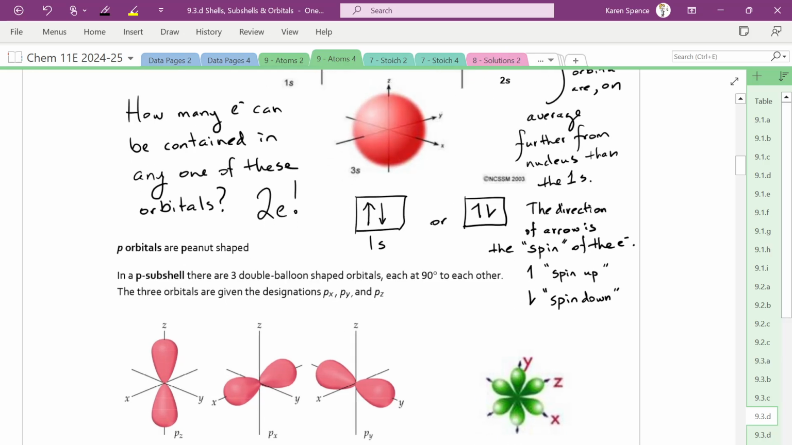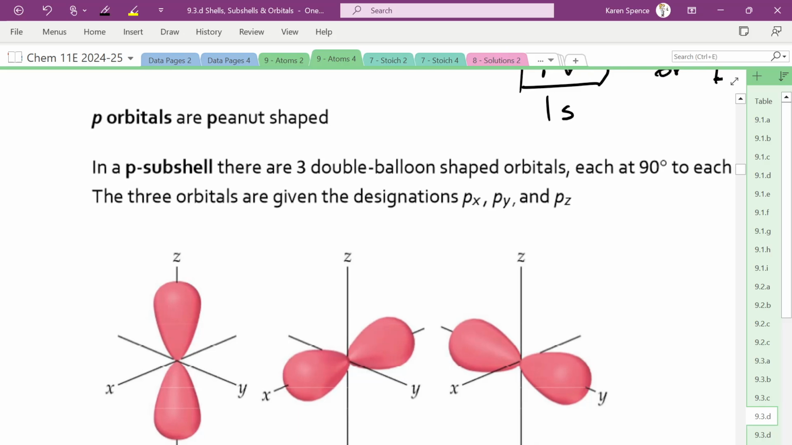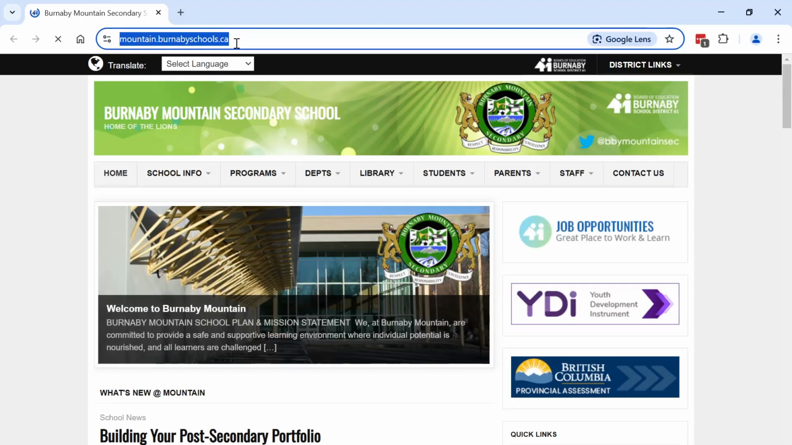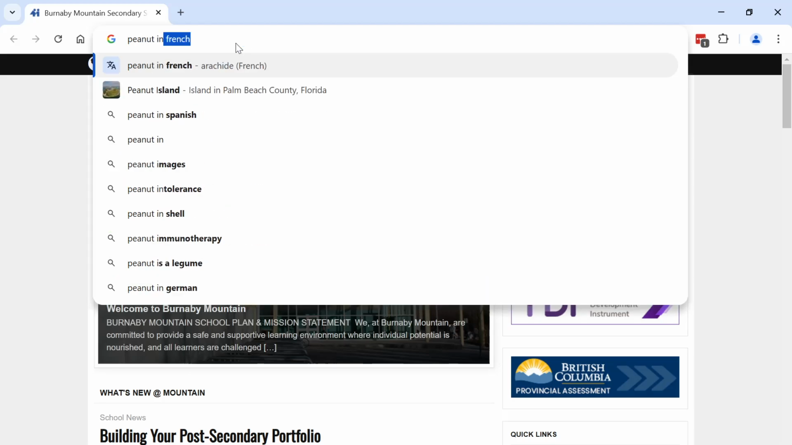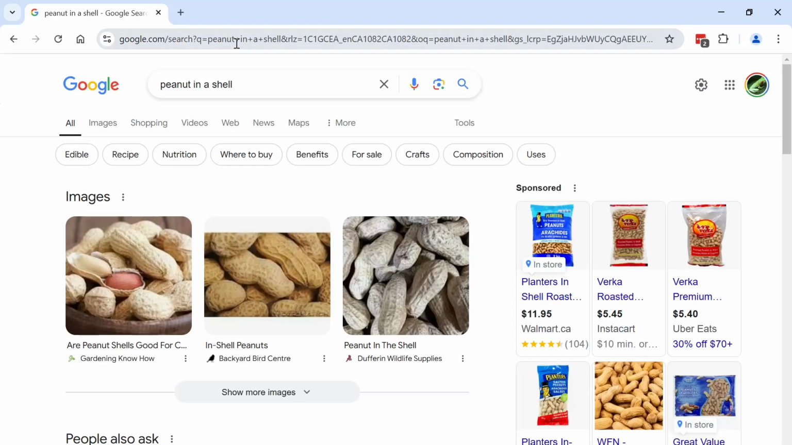Now, p orbitals are shaped like peanuts. If you've never seen a peanut in a shell, you're probably like, that doesn't look anything like a peanut. But let's take a look at a peanut in a shell. Do you see how they kind of have that little indent in the middle? So that's what we think of them as being like. We've got the one little peanut over here and the other little peanut over here and then the indent in the middle. Okay? So they're shaped like peanuts.